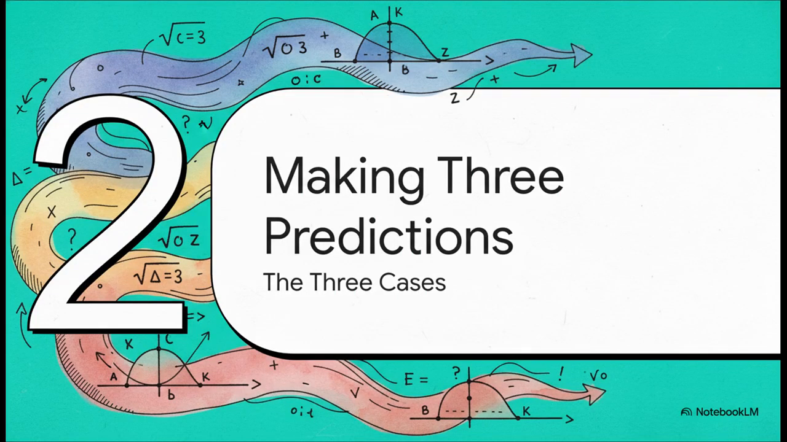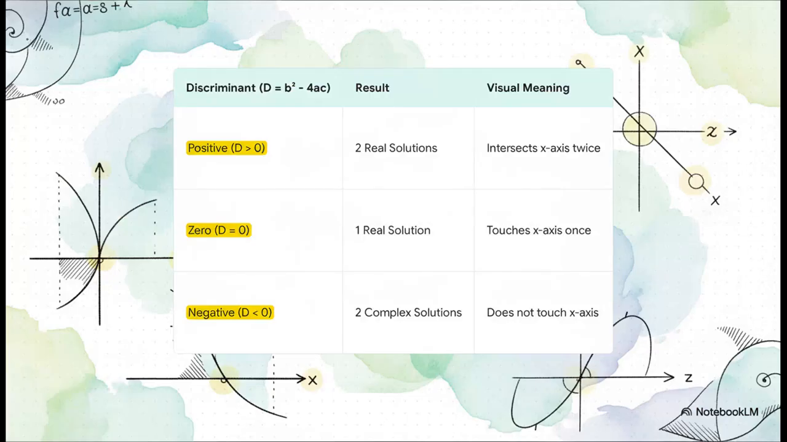Now, let's just boil this all down to 3 simple rules. This is the stuff you really want to lock in. The discriminant can make 3 and only 3 predictions about your equation. In this table right here, this is your cheat sheet. It's this simple. If the discriminant is positive, the graph of your parabola is going to cross the x-axis in 2 different spots. If it's 0, the very bottom of the parabola just kisses the x-axis at one single point. And if it's negative, the parabola is just floating, either completely above or completely below the axis, never touching it at all.